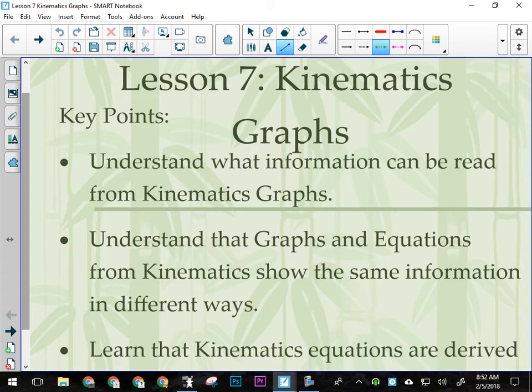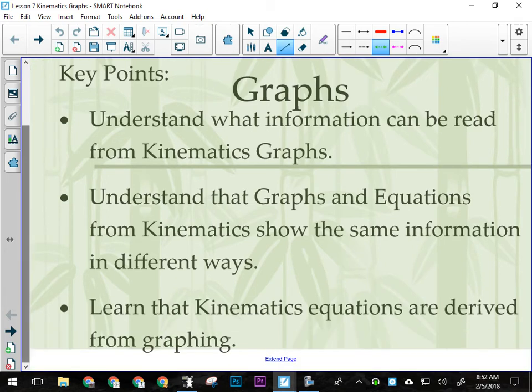Okay. So understand that graphs and equations from kinematics show the same information in different ways. Almost all of the formulas that we use in this course are somehow derived from a graph. Okay, especially the ones here in kinematics. And lastly, learn that kinematics equations are, again, derived from graphing.